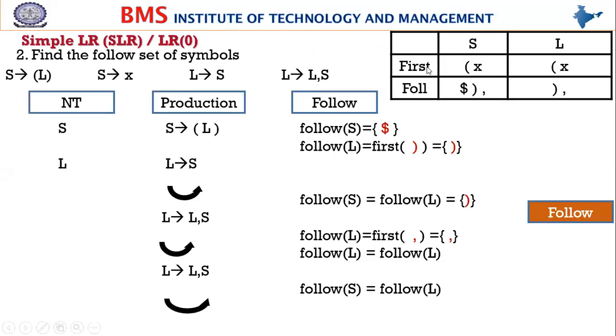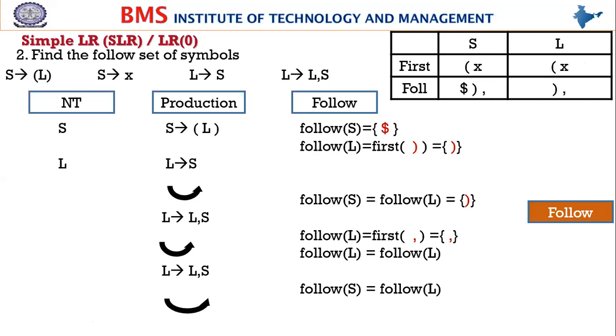The first of S is going to be open parenthesis and X. First of L will also be open parenthesis and X. Follow of S is dollar, closing parenthesis, comma, and follow of L is going to be closing parenthesis and comma. You solve this manually. It is highly difficult to demonstrate that on the slides, because manually it would have been easily solved, right? Fine.